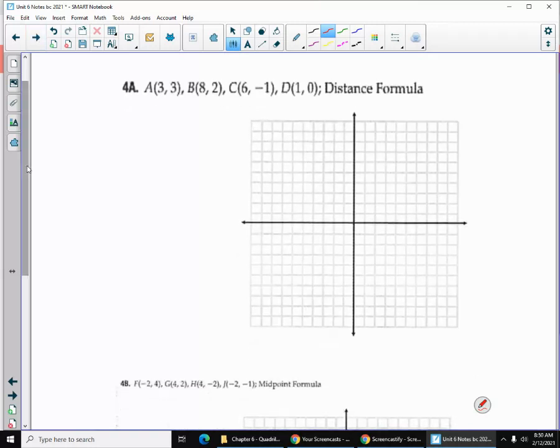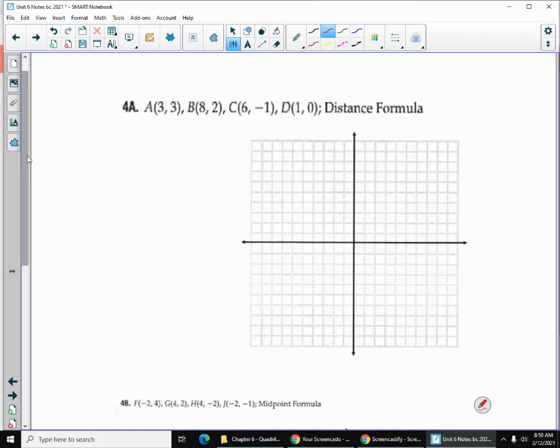So next example, we are trying to do the same thing. We are trying to decide whether the quadrilateral with the given vertices is a parallelogram. And in this problem, I will use the distance formula. So in order to use the distance formula, I will show that the opposite sides are congruent. Again, the first thing I want you to do is please plot the points. So A is (3, 3). B is (8, 2).